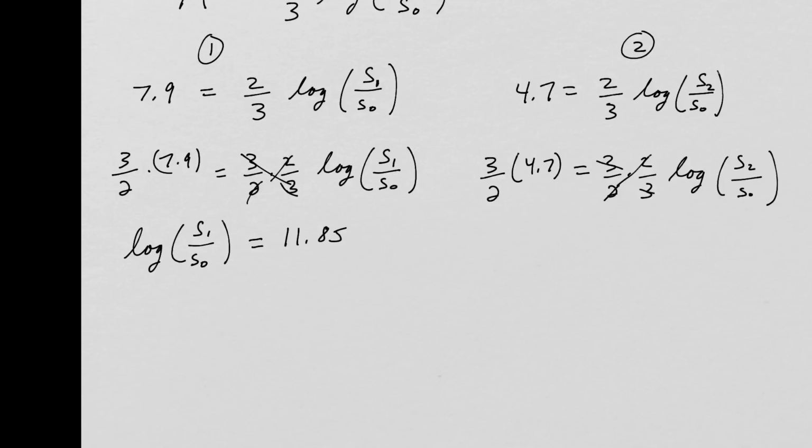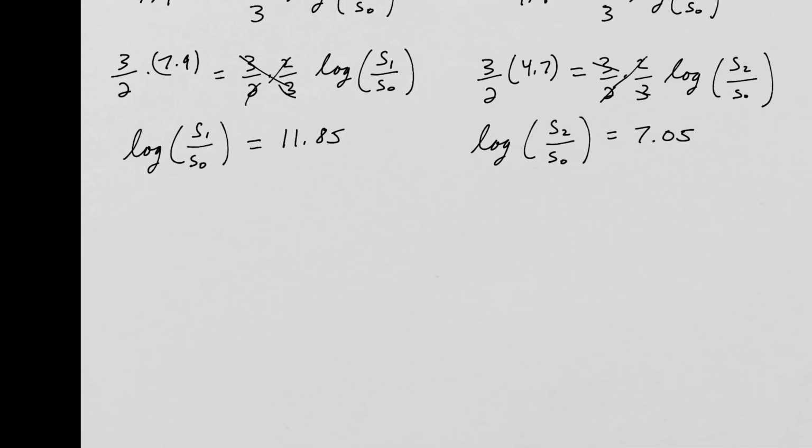And on this side, I'm going to get log of S2 over S naught. And that's equal to, well, 3/2 times 4.7 is 7.05. Okay, now remember, how do we solve log equations? We isolate the log, which we did, and now we're going to exponentiate both sides, right? And since this is log base 10, 10 is going to be the base.